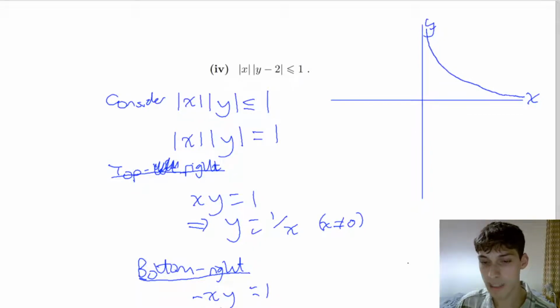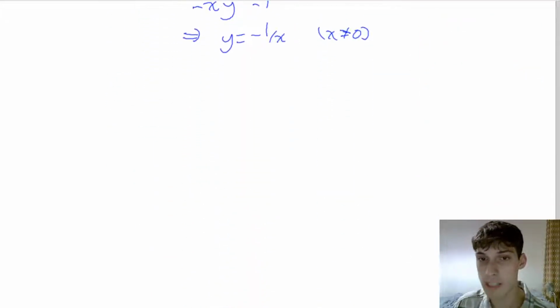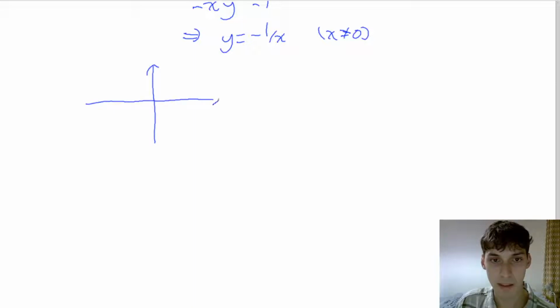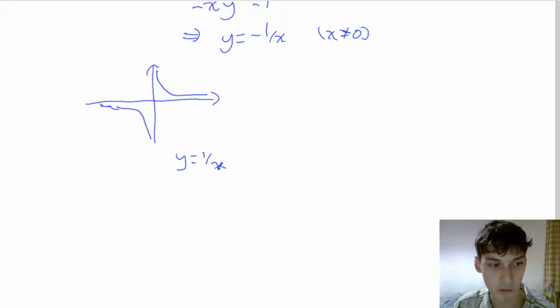We can't consider y equals mx plus c anymore, but we can consider this, our reciprocal graph of y is equal to 1 over x. And if I write in another colour, green, y is equal to minus 1 over x.